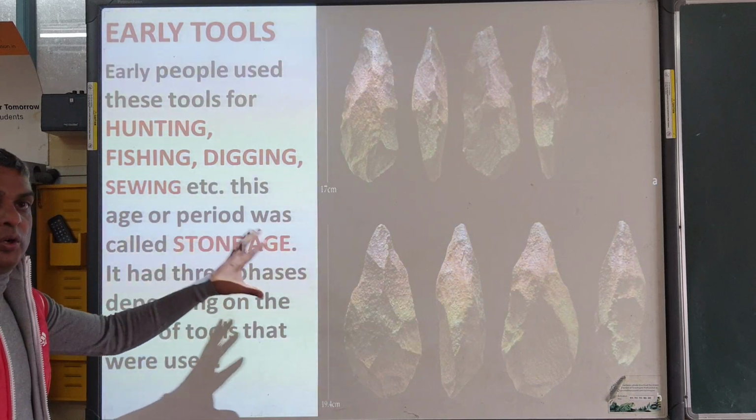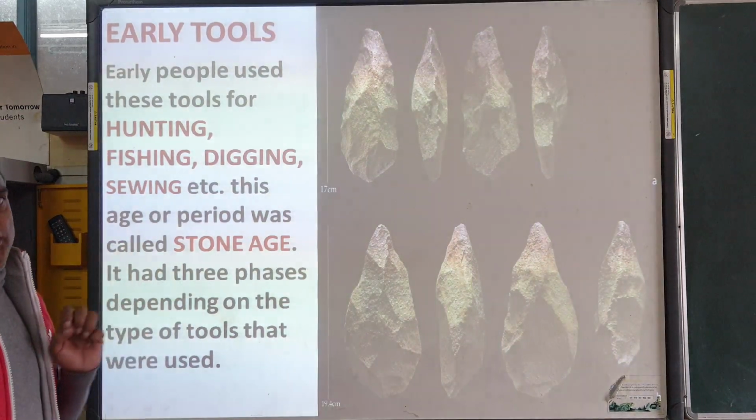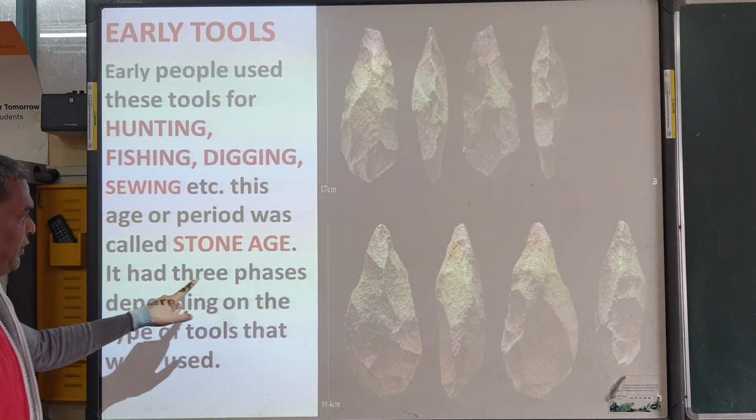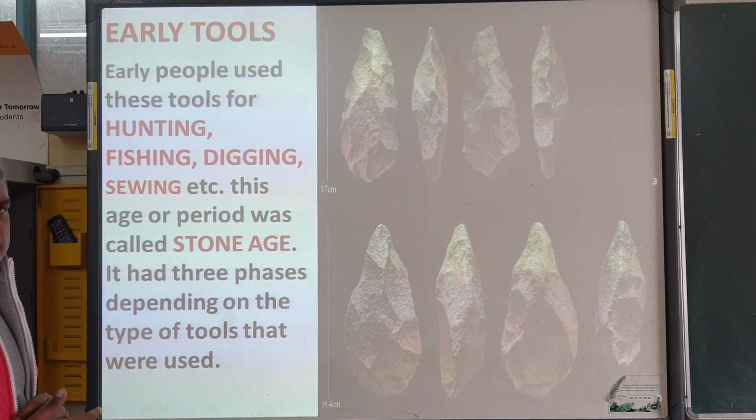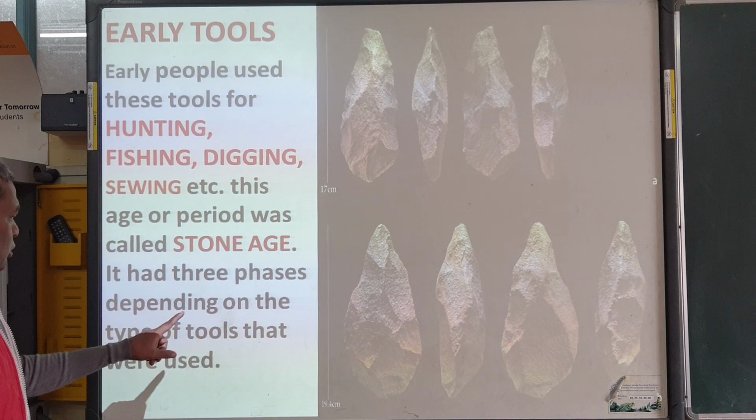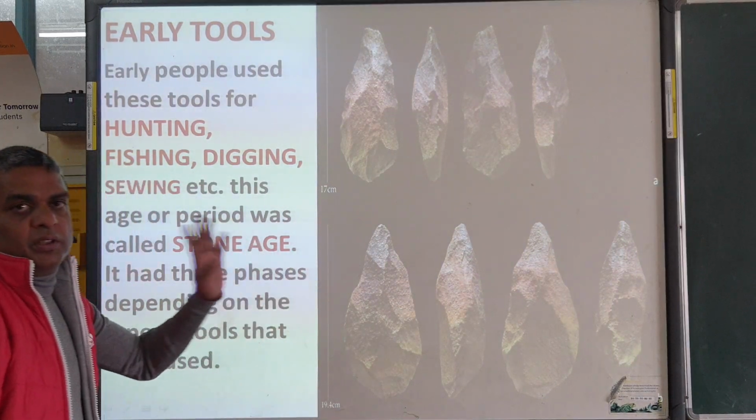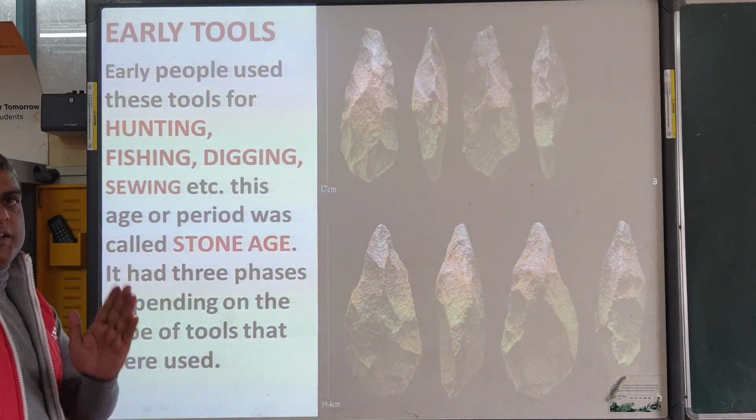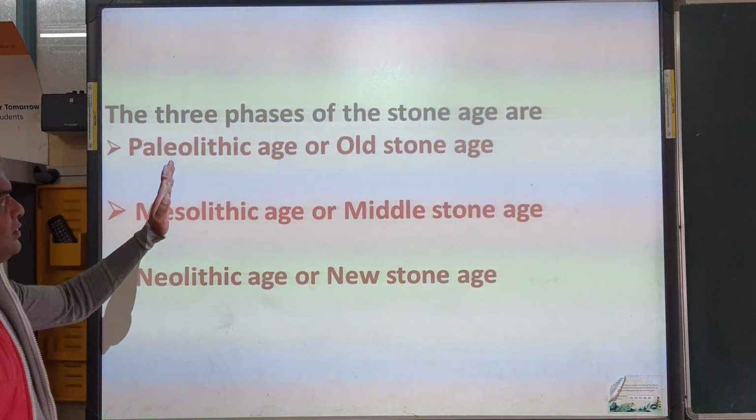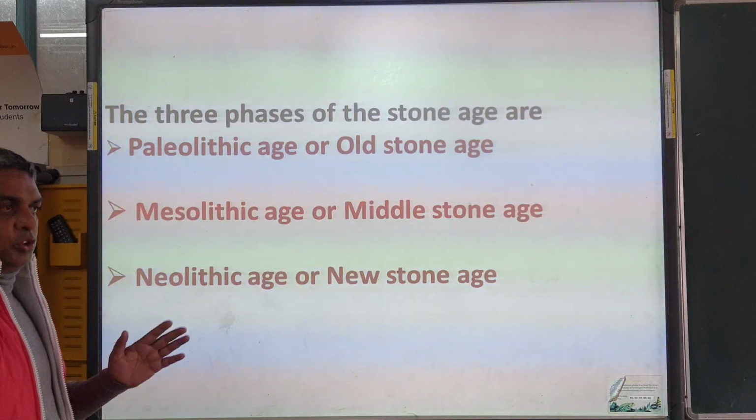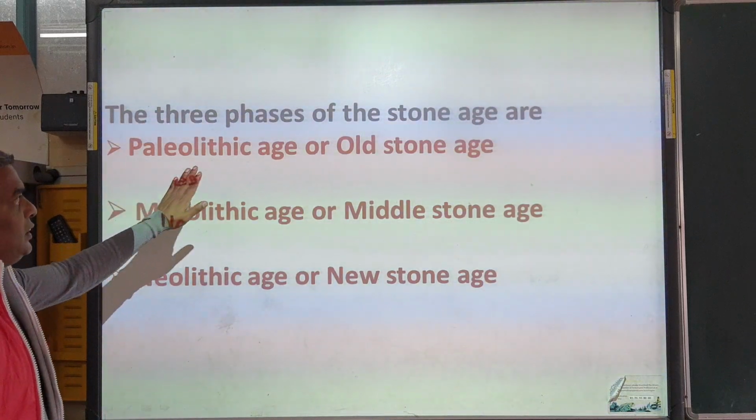Now, why was this called Stone Age? Because they used tools made out of stone only. It had three phases. Scientists divided the phases depending on the types of tools that were made. So, depending on these tools, they have divided three stages. What are the three phases of the Stone Age? Stone Age is divided into three phases. What are the phases? Paleolithic Age.